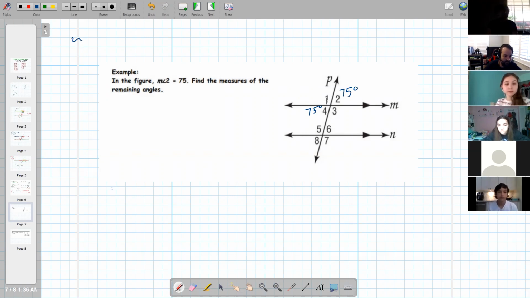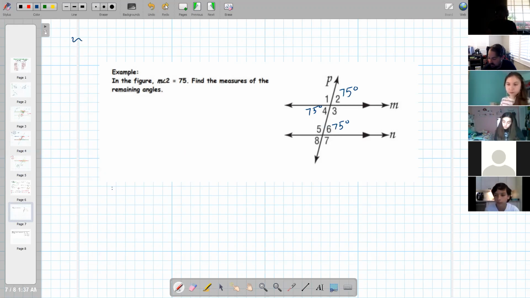Thank you for volunteering. Angle 6 is the same as angle 2. It's still 75. How do you know? Because they're basically the same type of angle, just in different places. And what word can we use? Do you know the word? Linear pair? It's not a linear pair. It's a word we learned today. It's called a corresponding angle. So angle 2 and angle 6 are called corresponding angles.